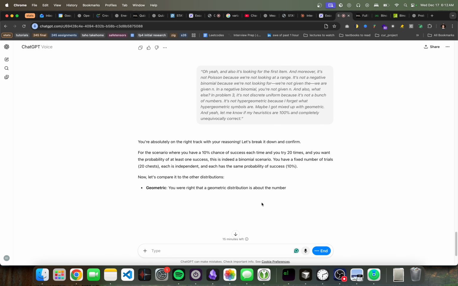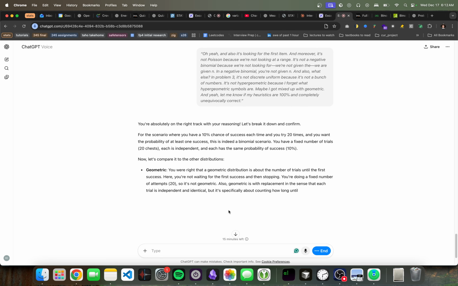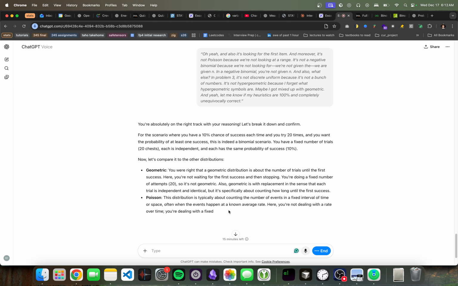Geometric, you were right that a geometric distribution is about the number of trials until the first success. Here, you're not waiting for the first success and then stopping. You're doing a fixed number of attempts, 20, so it's not geometric. Also, geometric is with replacement in the sense that each trial is independent and identical, but it's specifically about counting how long until the first success. Poisson, this distribution is typically about counting the number of events in a fixed interval of time or space, often when the events happen at a known average rate. Here, you're not dealing with a rate over time, you're dealing with a fixed number of discrete attempts.